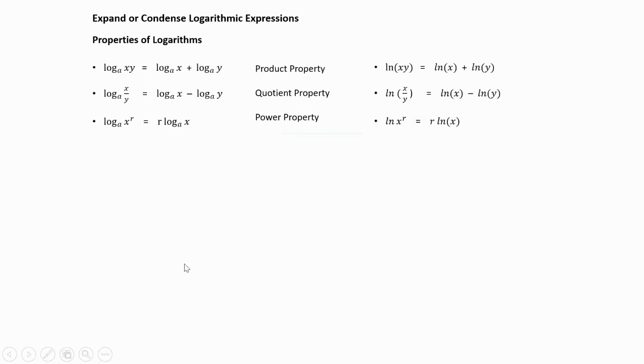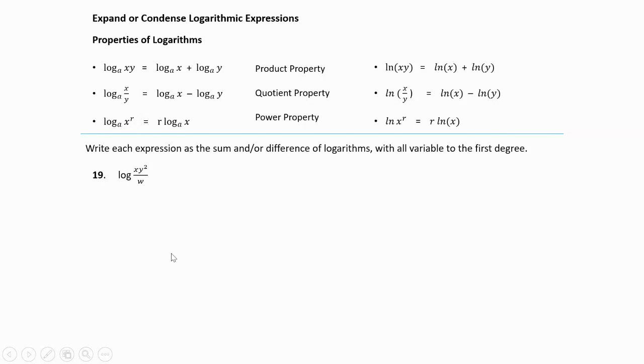Okay, let's do another one here. So here, we're going to have all 3 properties because we have a multiplication, the x times the y, we have an exponent, and we have division. So here, all 3 properties will be present: the product, the power, and the quotient properties. So to start off, let's do the quotient rule first. If it's quotient, it's going to be subtraction.